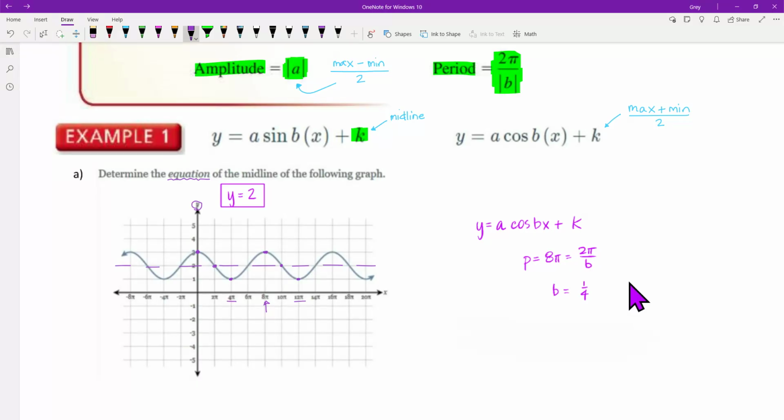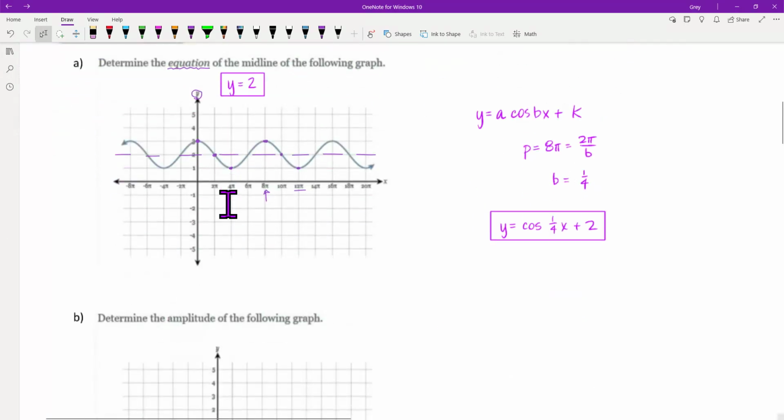So I have a, well, what is the distance, y'all? What's the distance from midline to a max? Or if you want to do max minus min divided by 2. But midline to a max is 1. So my a is 1, my b is 1/4, and my k is 2. So my equation looks like that: y equals cosine of 1/4 x plus 2.